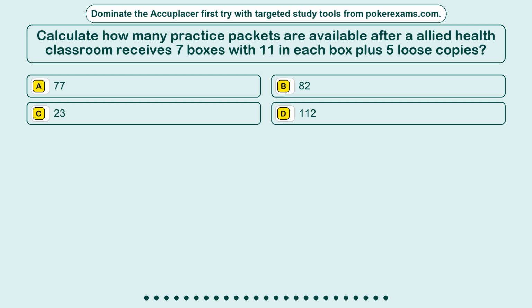Question 1. Calculate how many practice packets are available after Allied Health Classroom receives 7 boxes with 11 in each box plus 5 loose copies. Option A, 77. Option B, 82. Option C, 23. Option D, 112.